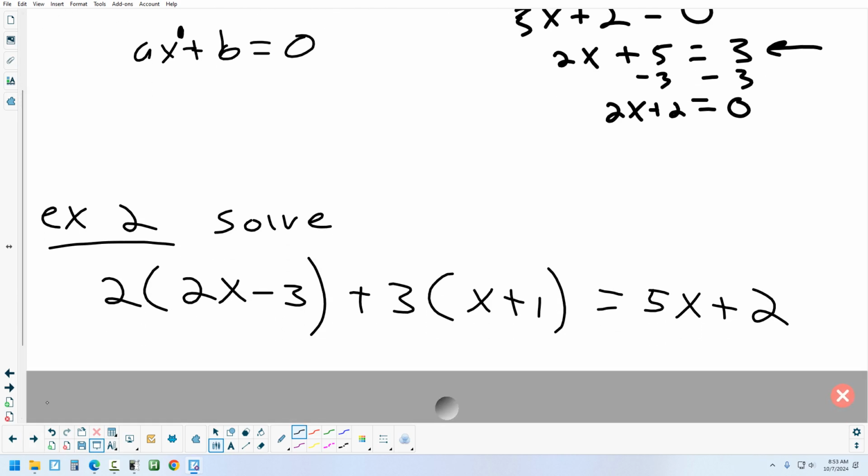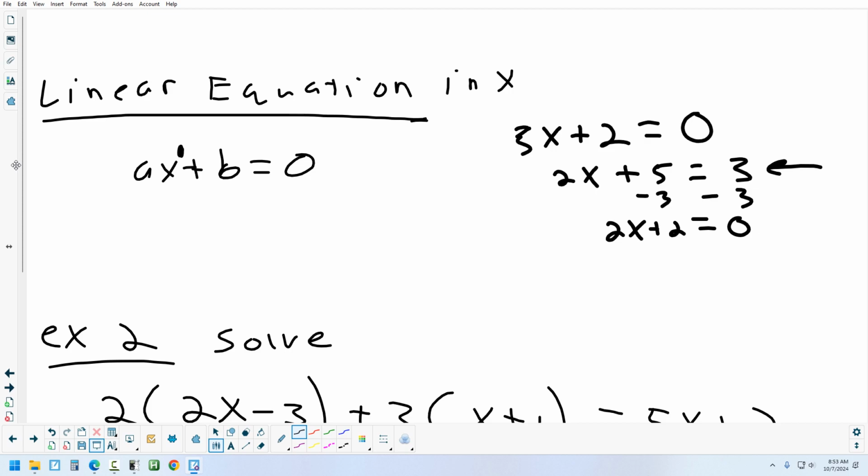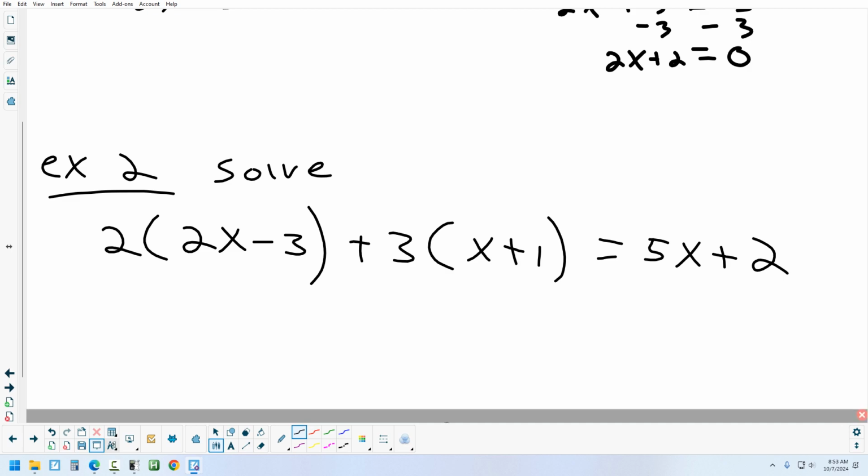All right, so looking at this equation, are there any x's that have exponents other than a 1? No. So this is a linear equation. It's a lot more complicated than just a number times x plus a number equals 0. But if we simplify it, we could make it look exactly like that. All right, so let's see if we can just go through and solve this.